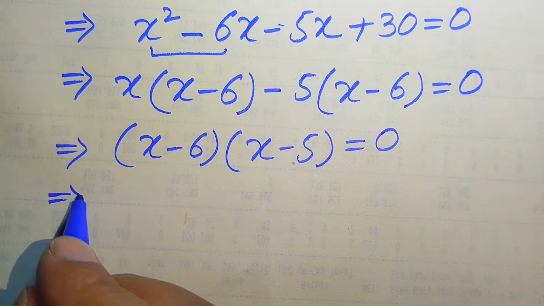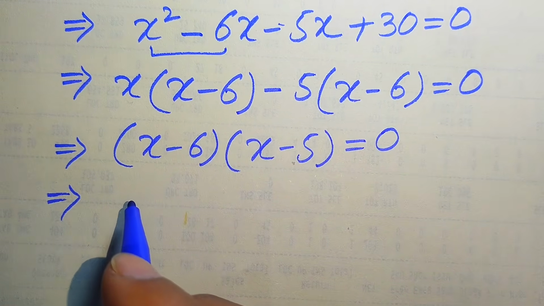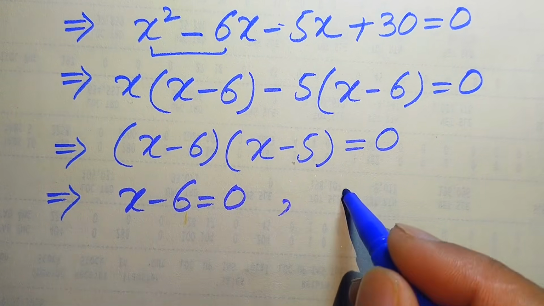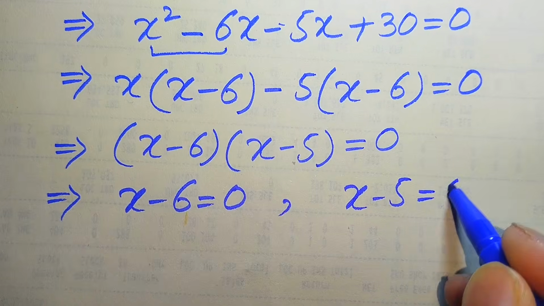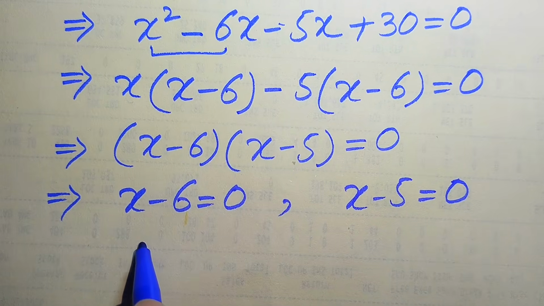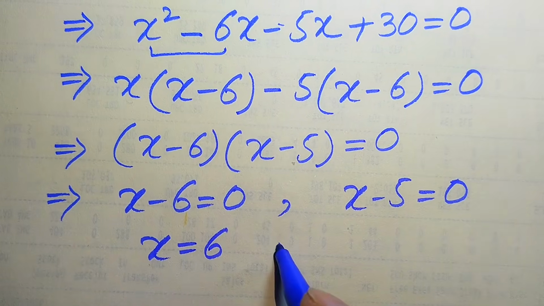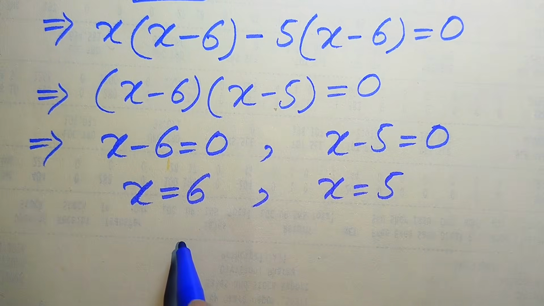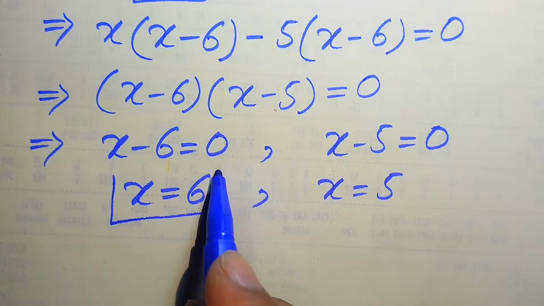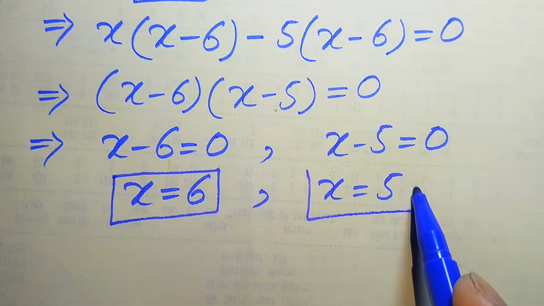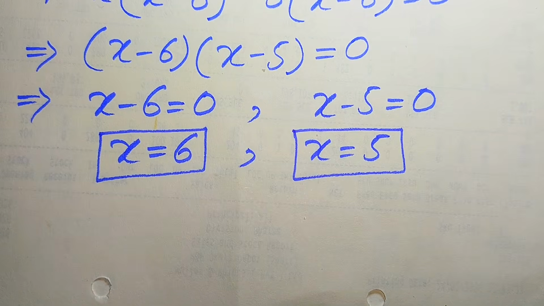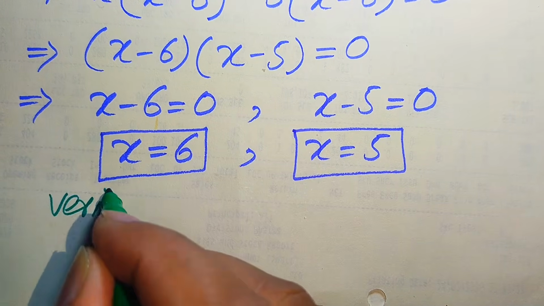And now in the next step we divide this equation into two cases. The first case is x minus 6 is equal to 0, and the second case is x minus 5 is equal to 0. From here we easily get the value of x is equal to 6, and from here we easily get the value of x is equal to 5. So you see that in the first method we get these two roots of the given equation, but now in the next steps we need to verify whether these values of x are solutions or extraneous roots.